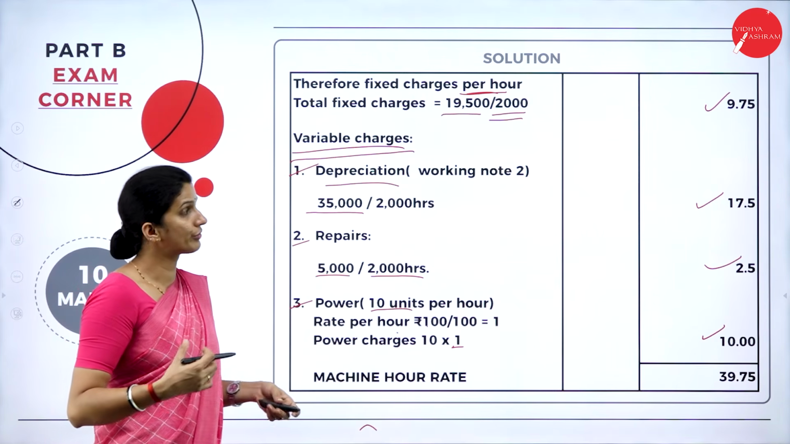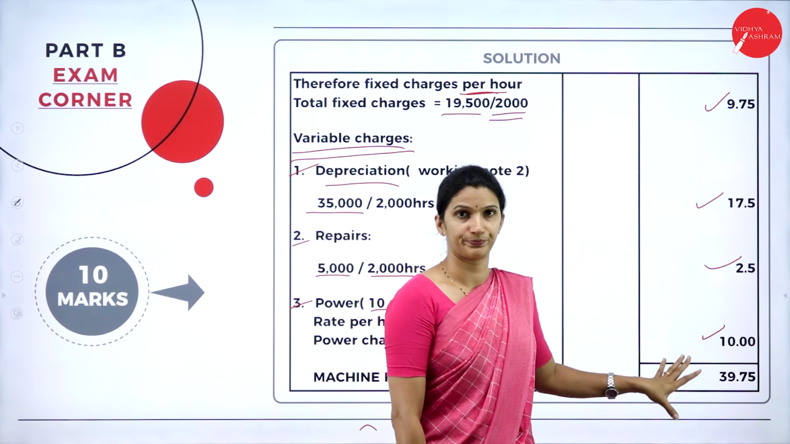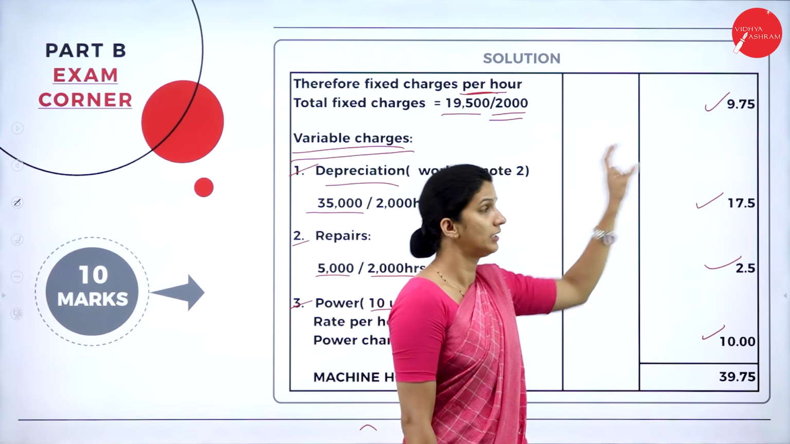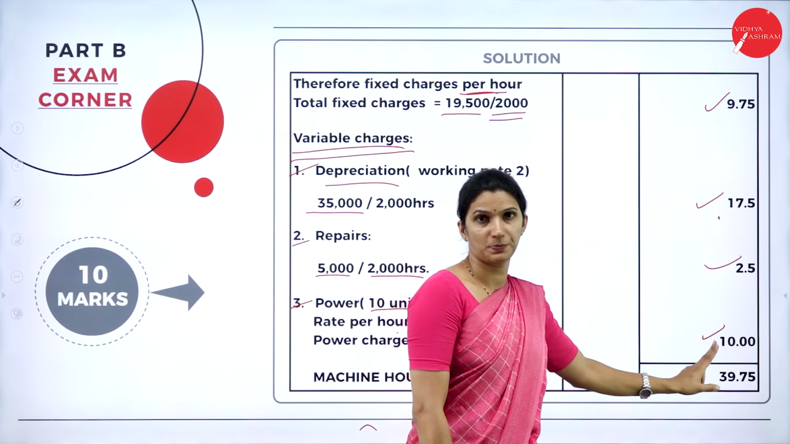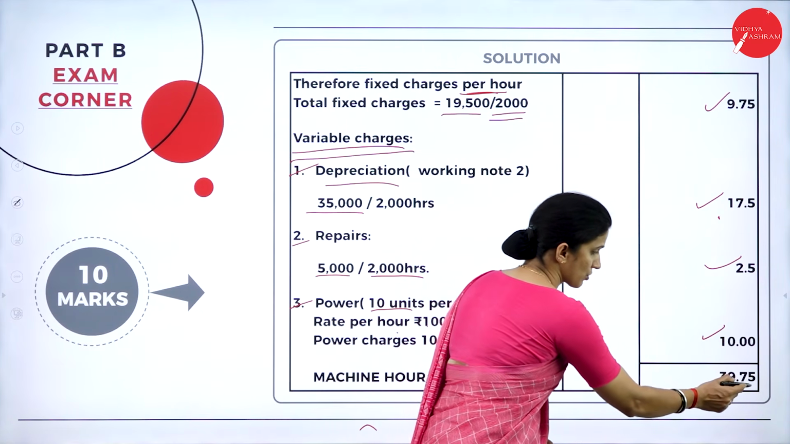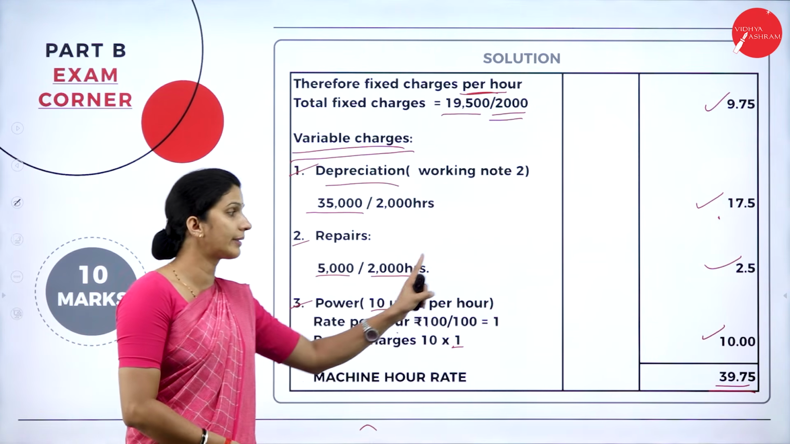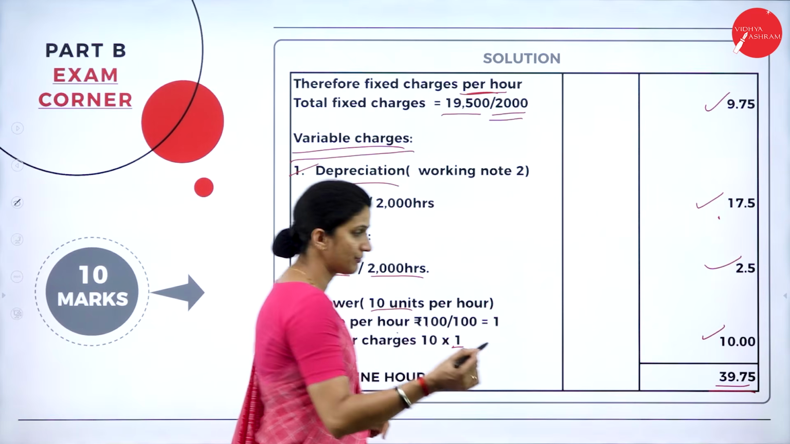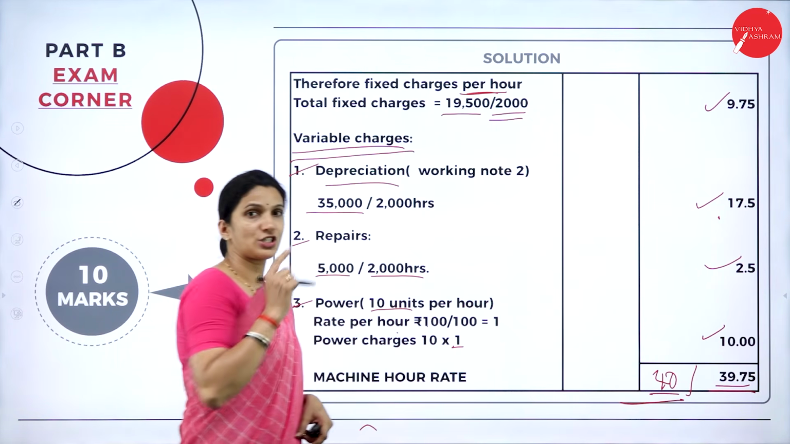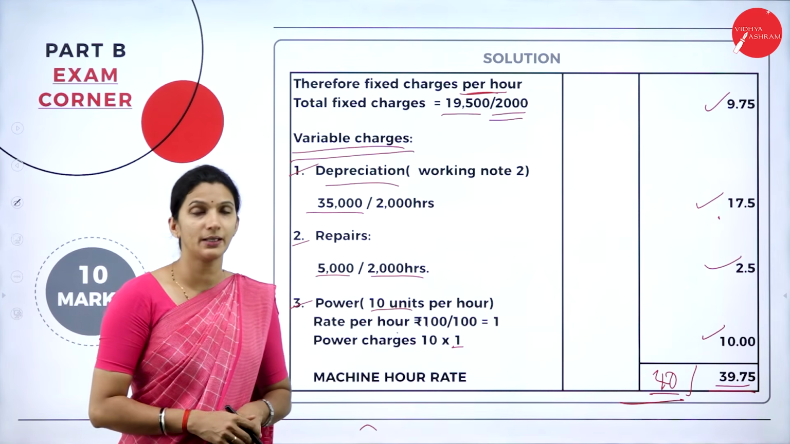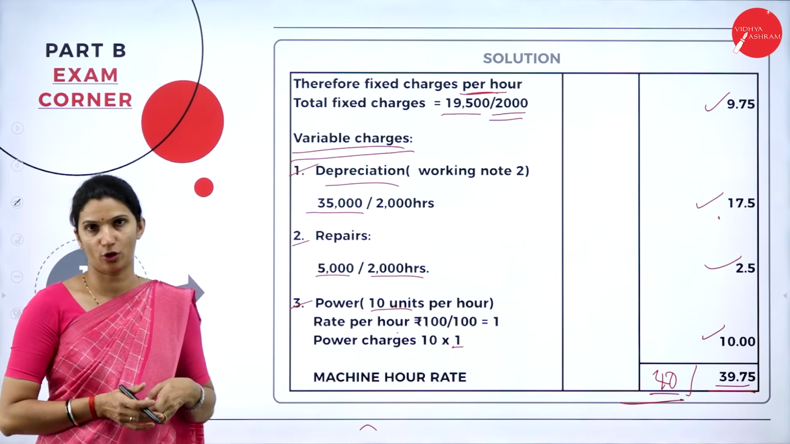Next what we need to do, we need to take the total of all the per hour column. So that is your fixed charges per hour, your depreciation charges per hour, repair charges per hour and the power charges per hour. The total comes to 39.75. So that is your machine hour rate. So 39.75, or you can also consider it as rupees 40. So the machine hour rate, it is rupees 40 per hour. So this is how you need to solve the machine hour rate problem.